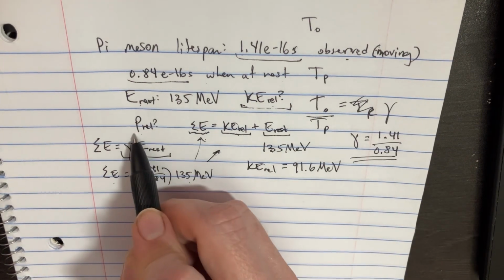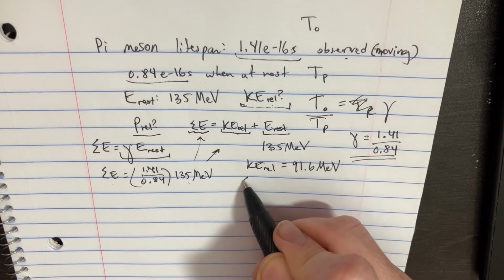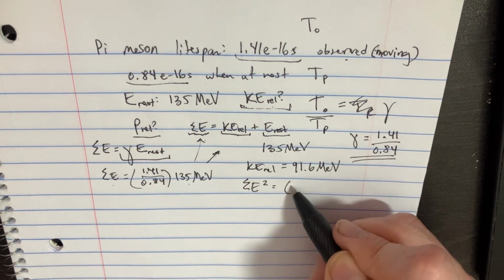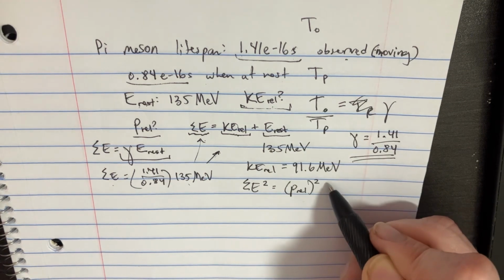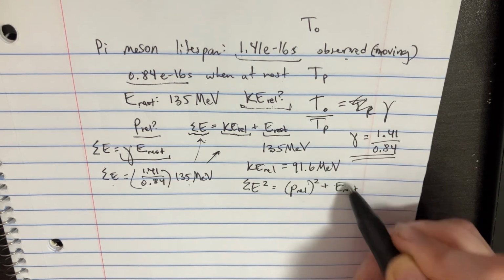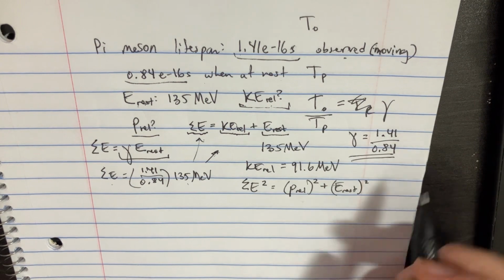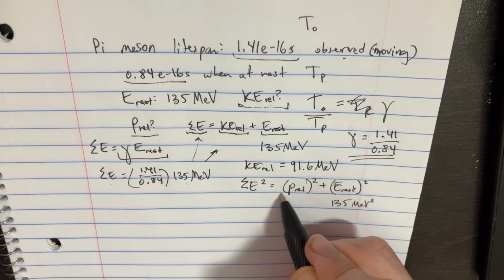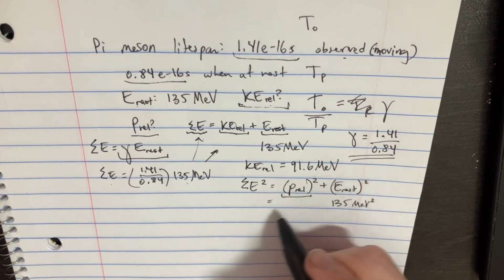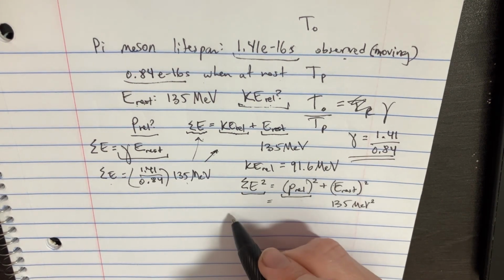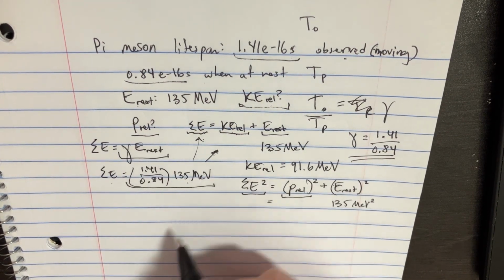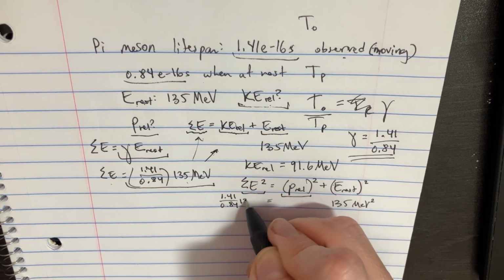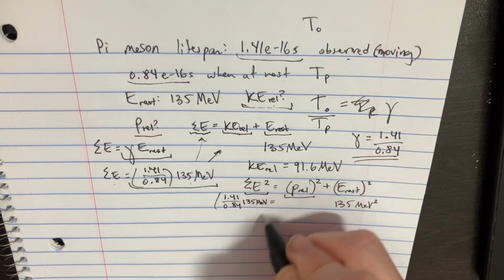This last part is asking us to get the P rel. In order to do that, let's take our sum of the energies squared equals the P rel squared plus the E rest squared. And this should be 135 MeV squared. This is what we're trying to solve for. And then that's going to be equal to E squared, which is this squared. So 1.41 over 0.84, 135 MeV, and then we're going to square all that.